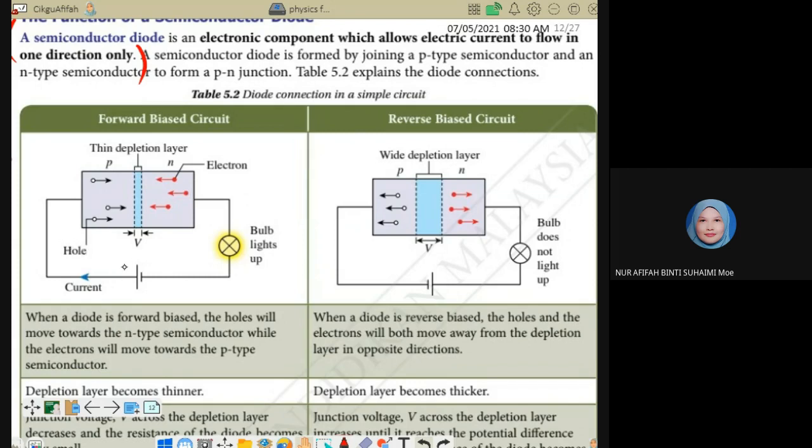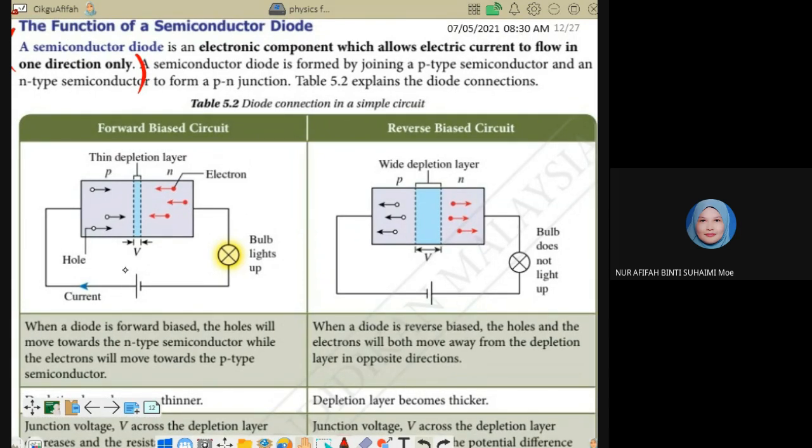And remember the current goes from positive to negative, but the electron moves from negative to positive. Electron moves to the left. Current moves to the right, from left to right. So dekat sini current moves from positive, but electron moves to the negative. Ini dia opposite dia punya flow, current and electron opposite.